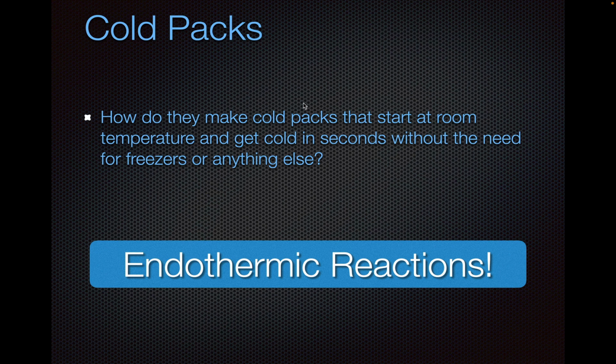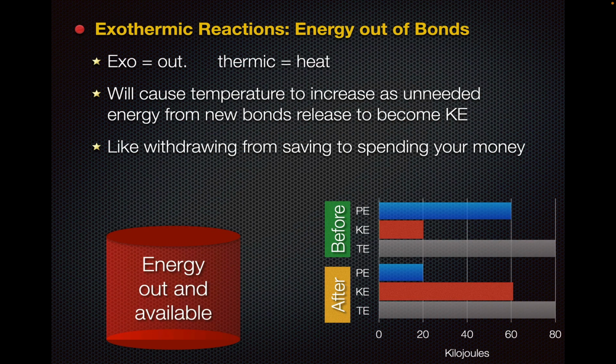So chemical cold packs, the things that we use, like if you sprain your ankle and someone breaks it open and squishes it around, they start at room temperature and they get cold in seconds. It's because it's endothermic and they are drawing in that heat energy. You put it on your skin and it draws the heat away, which helps you heal.